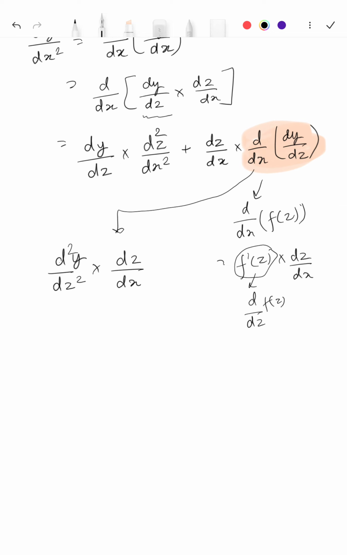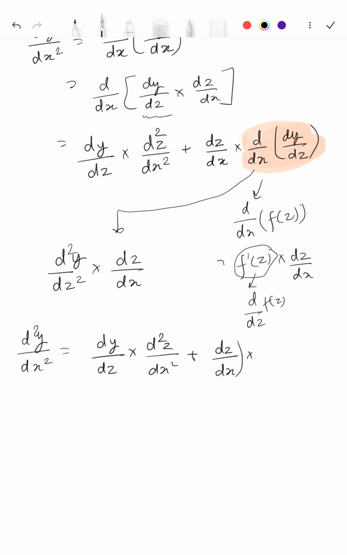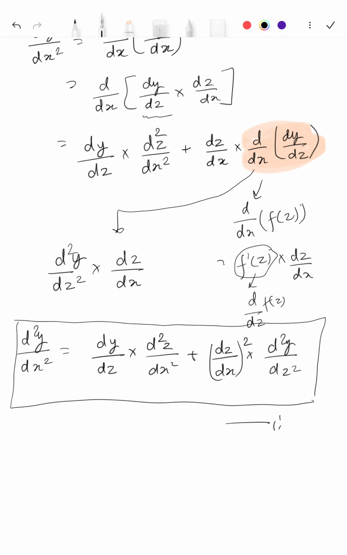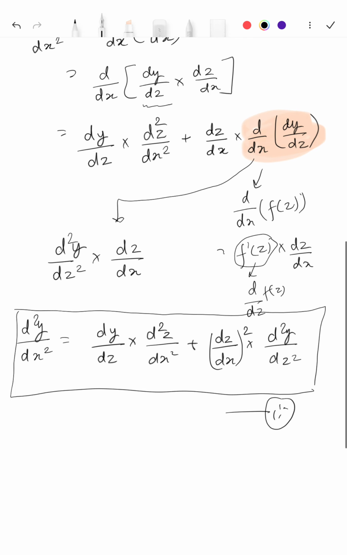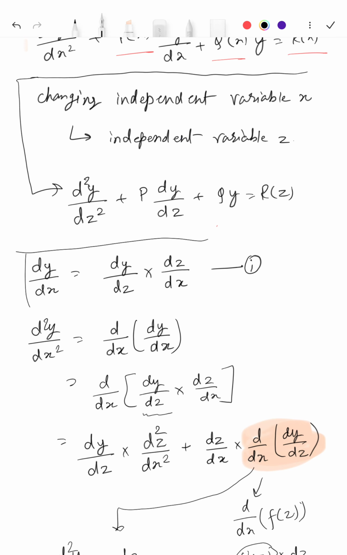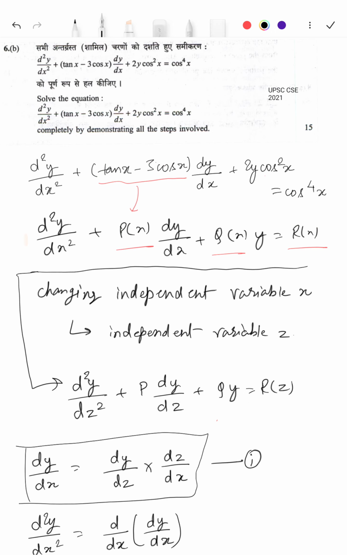So the overall equation, when we sum them up, d square y by dx square is equal to dy by dz times d2z by dx square plus dz by dx whole square into d square y by dz square. So this is my second equation. So now we are going to substitute this value in our initial equation. This is my first equation, the second equation is down here, and now we have this equation.